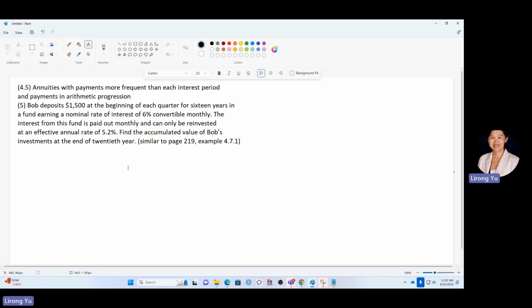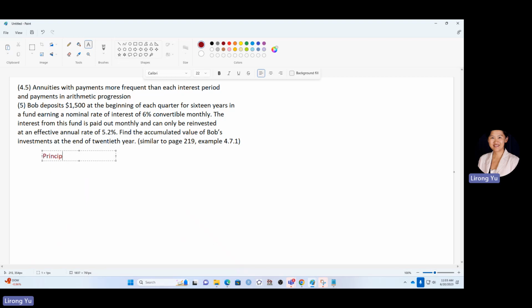We just deposit 1,500 instead of 1,800 for 16 years instead of 15 years. The interest rate is still 6%. The interest from this fund is paid out monthly, so it can be reinvested for an effective annual rate of 5.2% instead of 4.2%. All right, so number one, we will be able to use the calculation of the principal.